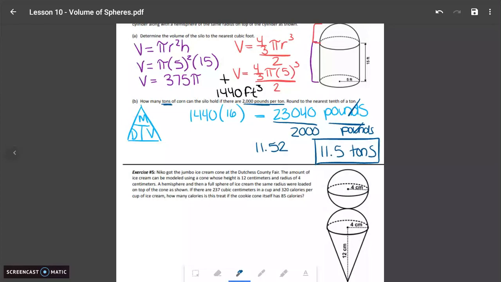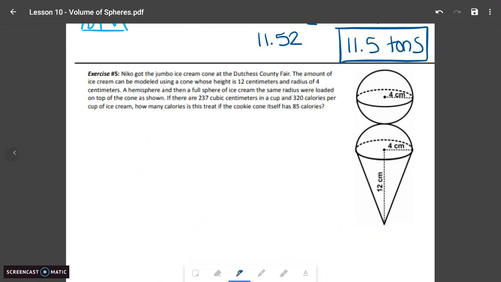Okay, last question here. So this one's a big one. You have a bunch of different parts in here. We have Nico got the jumbo ice cream cone at the Dutchess County Fair. The amount of ice cream can be modeled by using a cone whose height is 12 and radius is 4. You have a hemisphere, which has a radius of 4. And then you have a full sphere on top of that. Now, we're pretending that this ice cream came out the most beautiful and perfect that it could be.